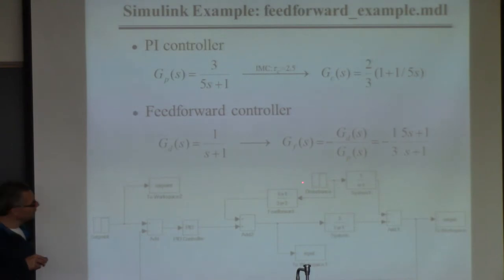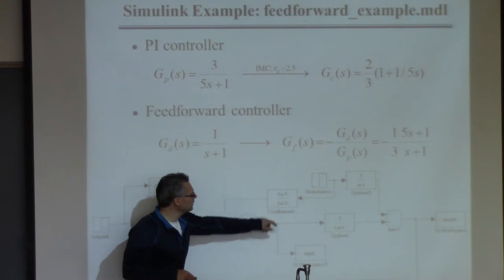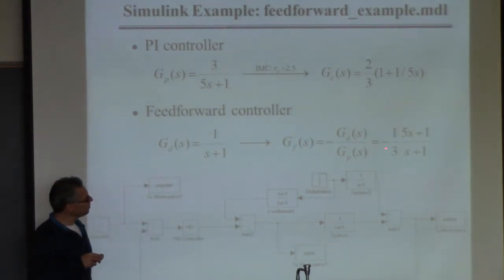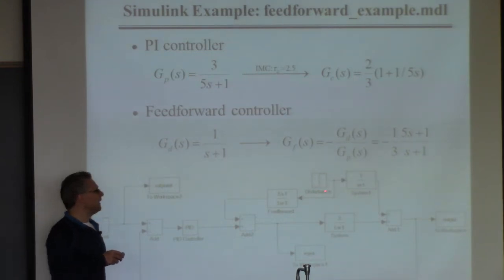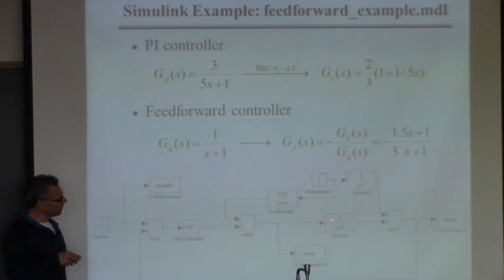So now what we're going to do is take the disturbance and measure it. We don't explicitly show the measurement. We're going to operate on it with the feed forward controller, which I've written like this, which is just the same as that, except I've multiplied through by 3 and minus 1, same thing. Then that thing is added to the output of the feedback controller, and that's the signal that actually goes in the process. So the signal we send to the process is the sum of the feed forward controller output and the feedback controller output.